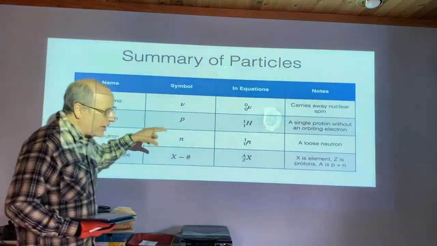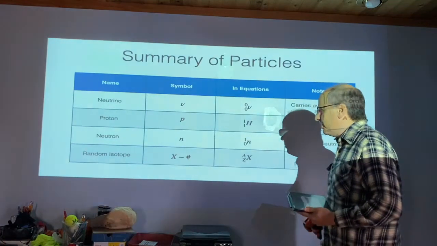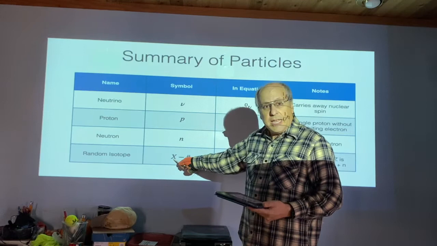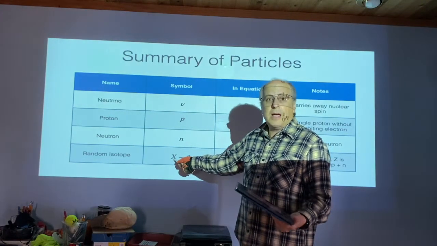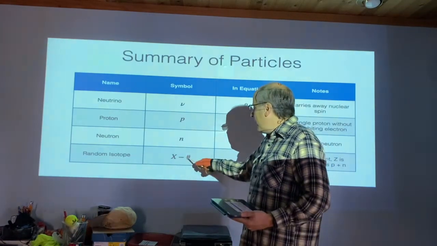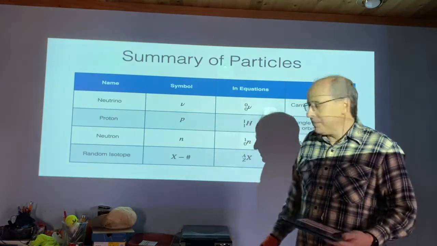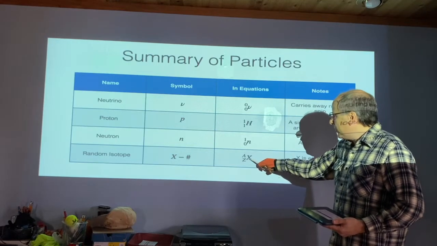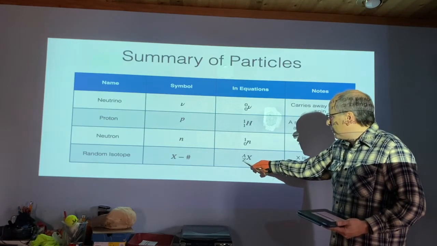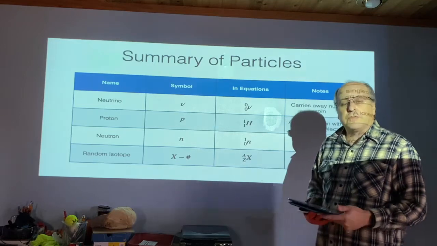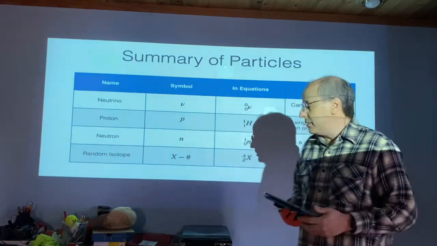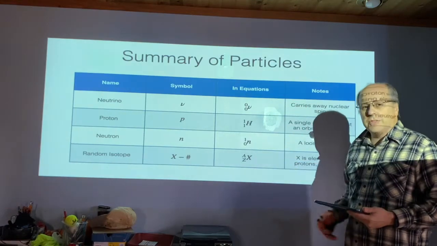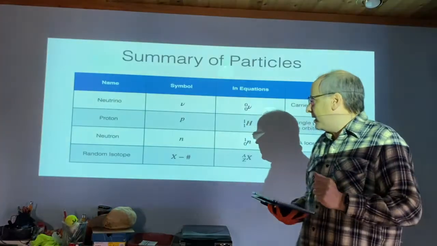I added this one on. If you have your chart, I would suggest adding this too. It's just some random isotope. X represents the chemical symbol. So for like oxygen, it would be an O. And then this is the isotope number. This is the standard way of writing it. The chemical symbol, the number of protons, and then A stands for protons plus neutrons. So if you have your handy chart, it's not a bad idea to throw this in there. I just didn't think of it when I did it before.